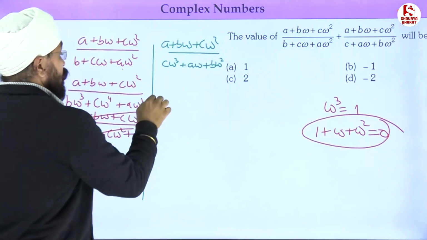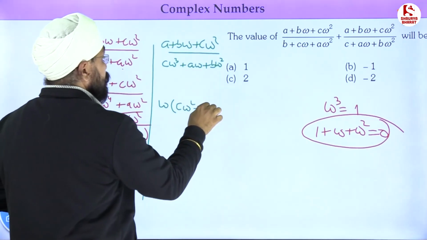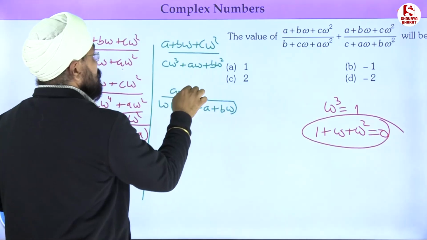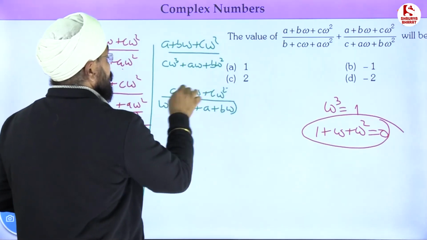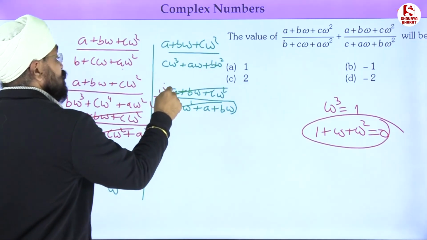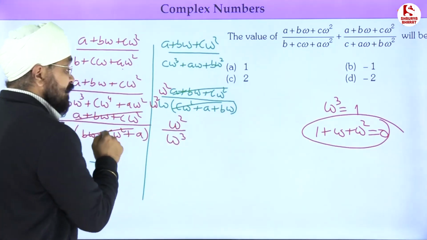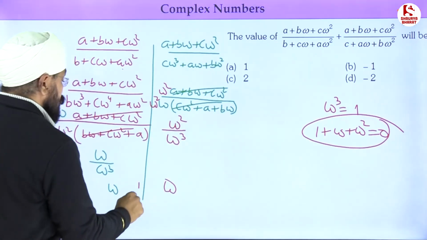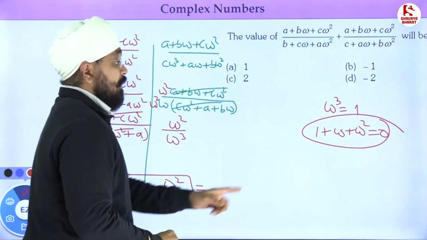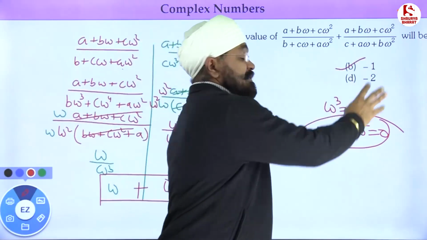If you take ω common from the denominator, we have cω², a and bω. In the numerator we have a + bω + cω², so this gets cancelled. We can simplify: this gives ω² in the numerator and ω³ in the denominator, which gives ω² rather. So what is the sum of these two things? The sum, as we can derive from this, is minus 1. So your answer is B.